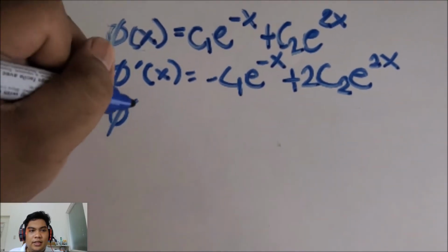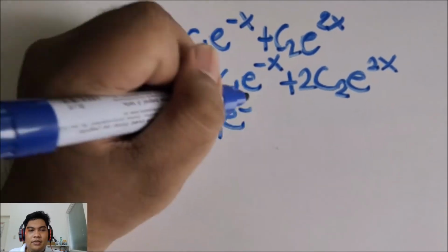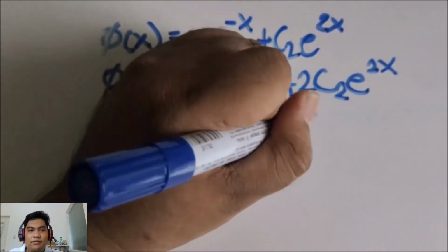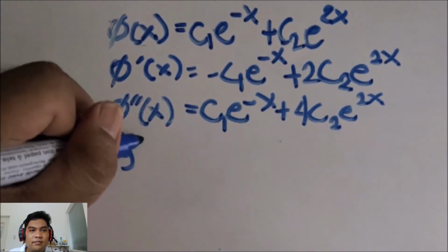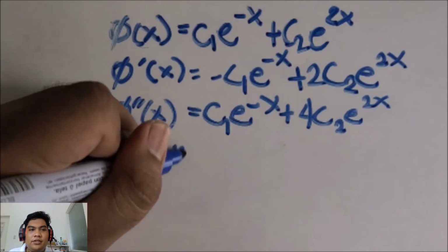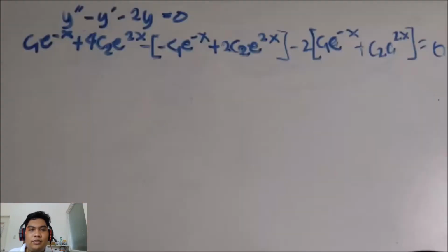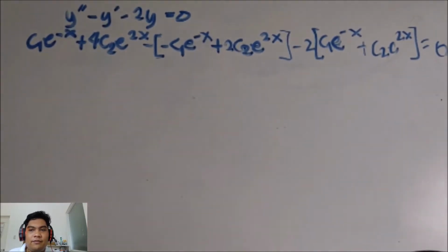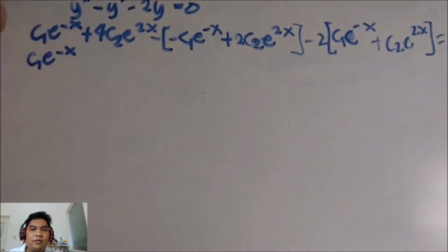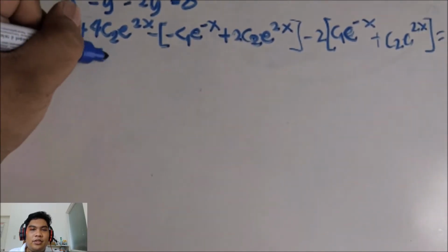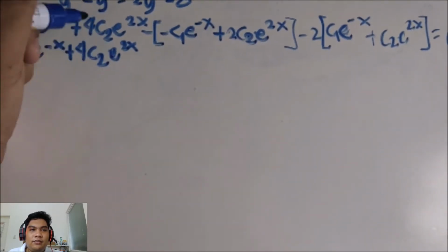Then we get the second derivative, which is equal to c1e raised to negative x plus 4c2e raised to 2x. Then we write our differential equation y double prime minus y prime minus 2y equal to 0. And substitution of phi prime and phi double prime for y prime and y double prime in the equation yields. So now we are simplifying our equation.